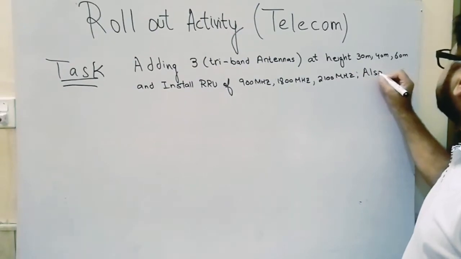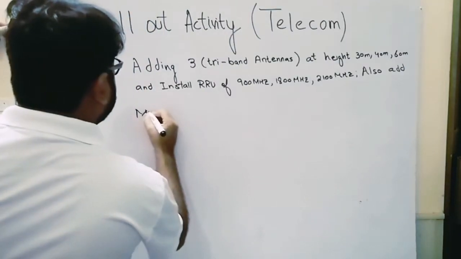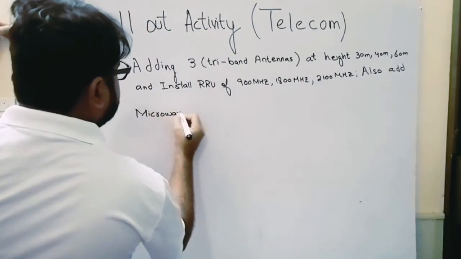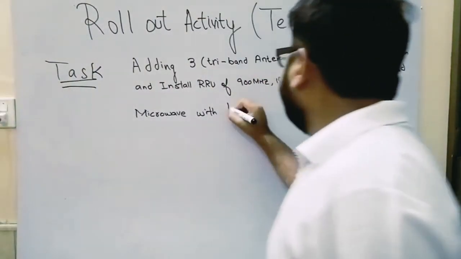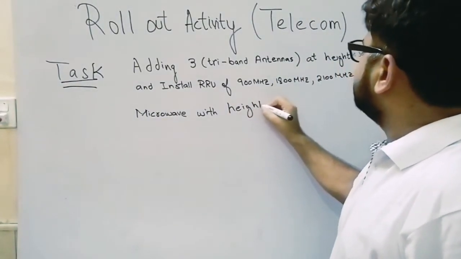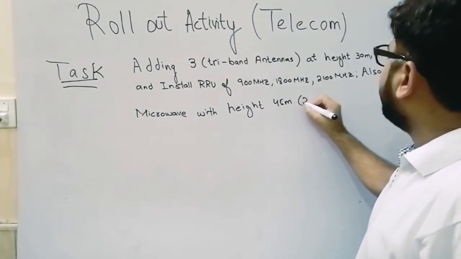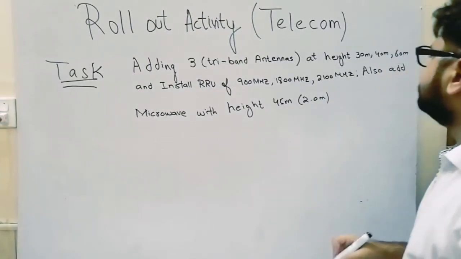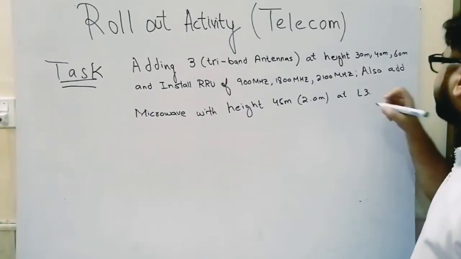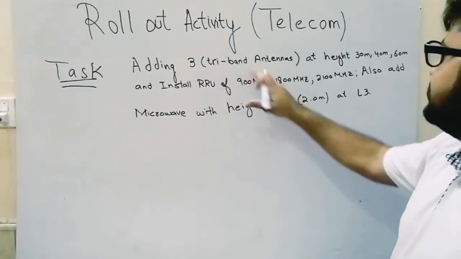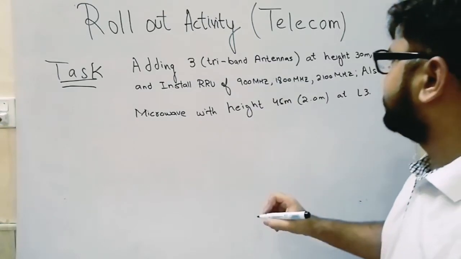Also add a microwave with height 45 meter and the diameter 2.0 meter at the following legs, at leg 3. So the 3 tri-band antennas you have to add at 30 meter, 40 meter and 60 meter respectively.